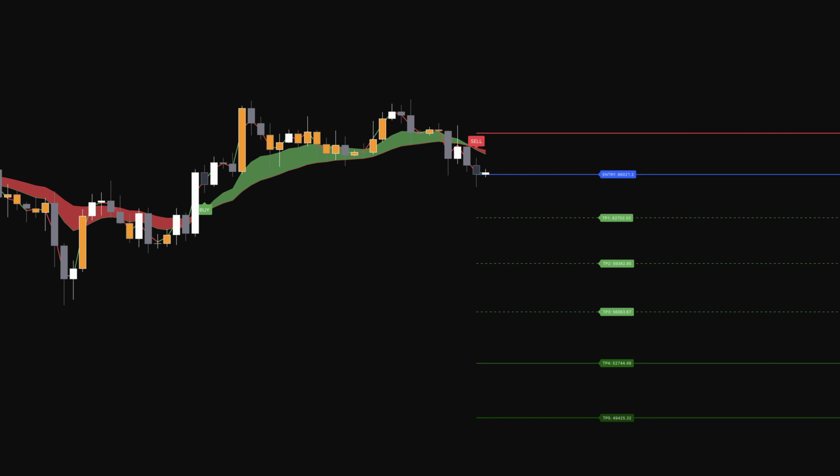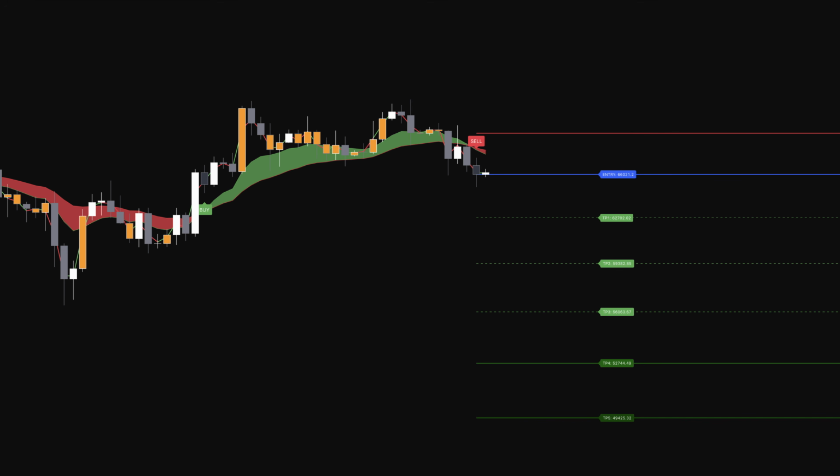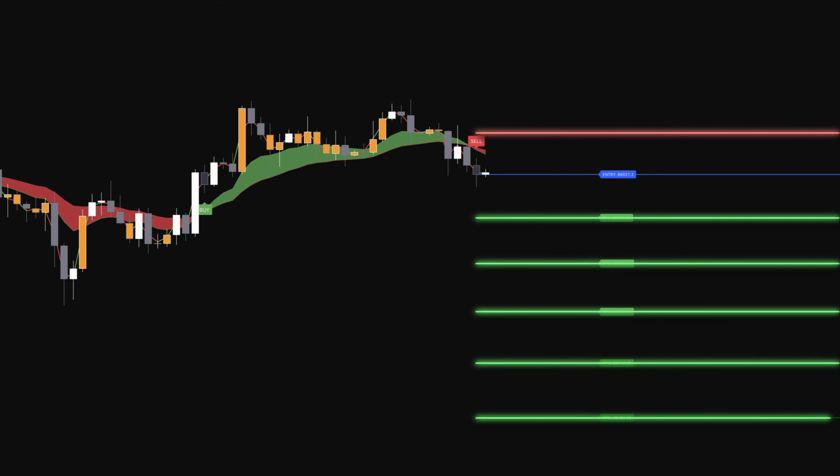The core signal is straightforward. When EMA 9 crosses above EMA 21, a long signal fires. When it crosses below, a short triggers. From that point, the indicator calculates stop loss and 5 take profit levels using ATR 14 as the risk unit. The stop is placed 1.5 times ATR from entry by default, and targets are stacked at 1 through 5 times that same risk distance, updating labels in real time and marking hit targets visually.